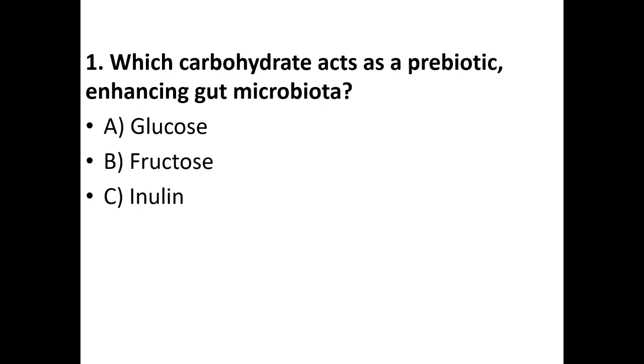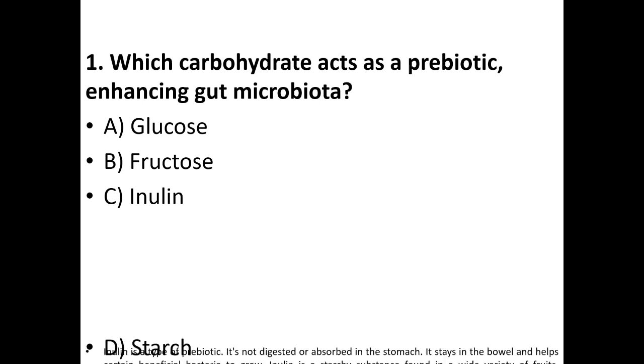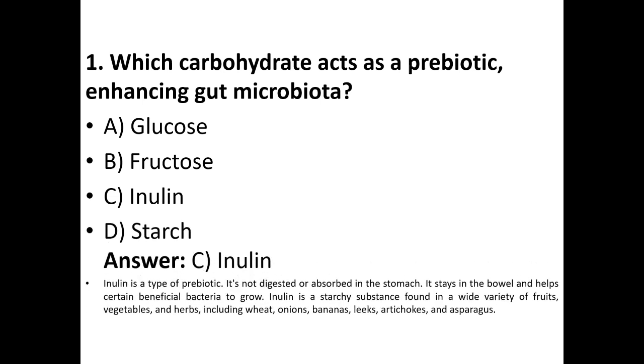First question. Which carbohydrate acts as a prebiotic enhancing gut microbiota? A glucose, B fructose, C inulin, D starch. Here answer is C, inulin. Inulin is a type of prebiotic. It's not digested or absorbed in the stomach. It stays in the bowel and helps certain beneficial bacteria to grow.